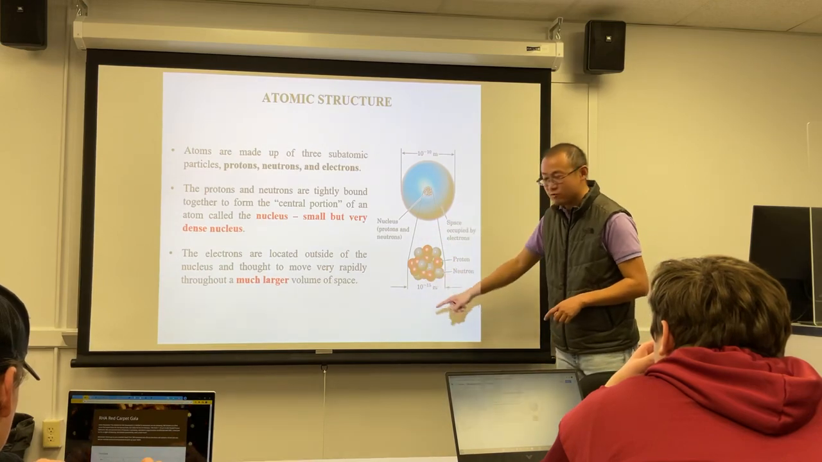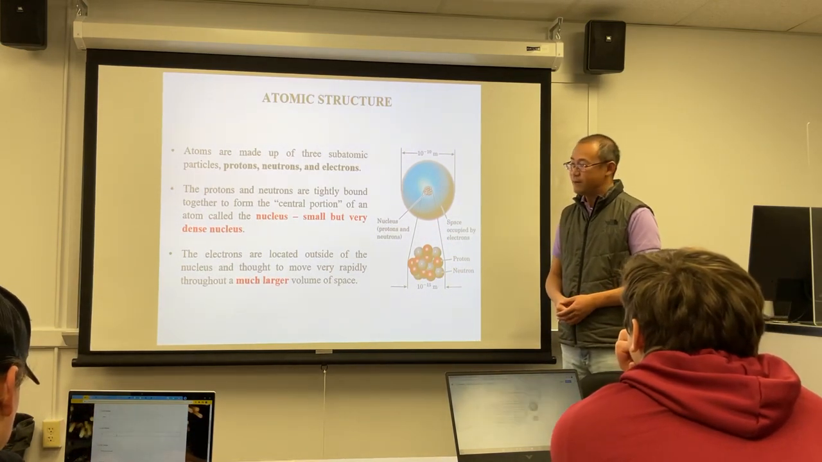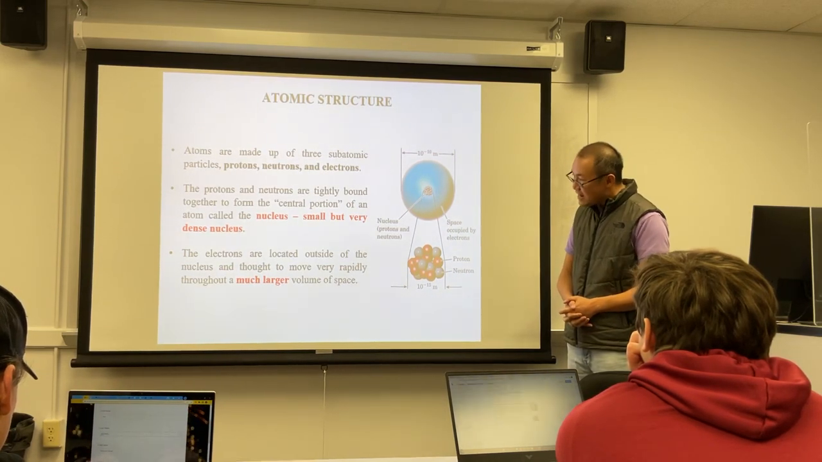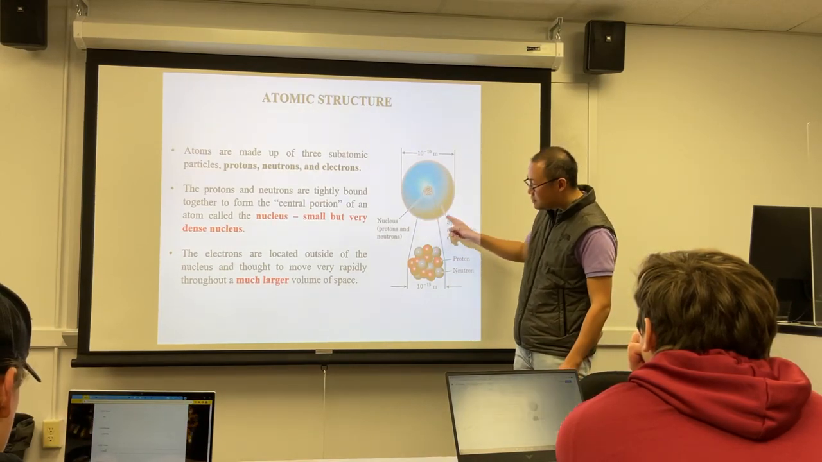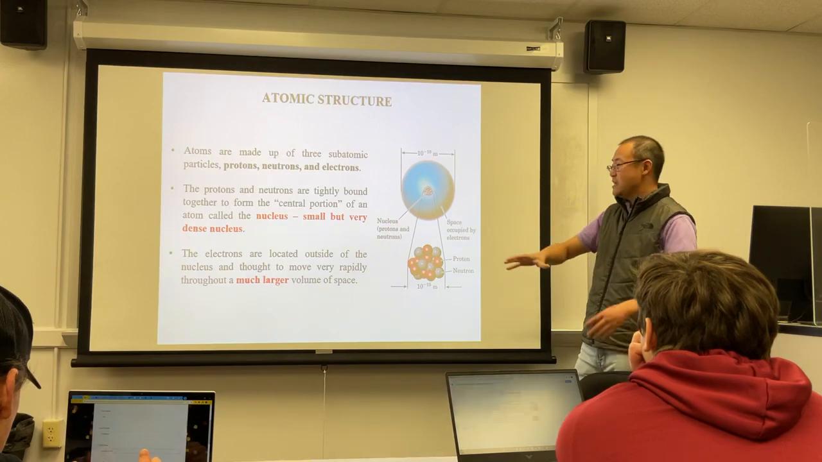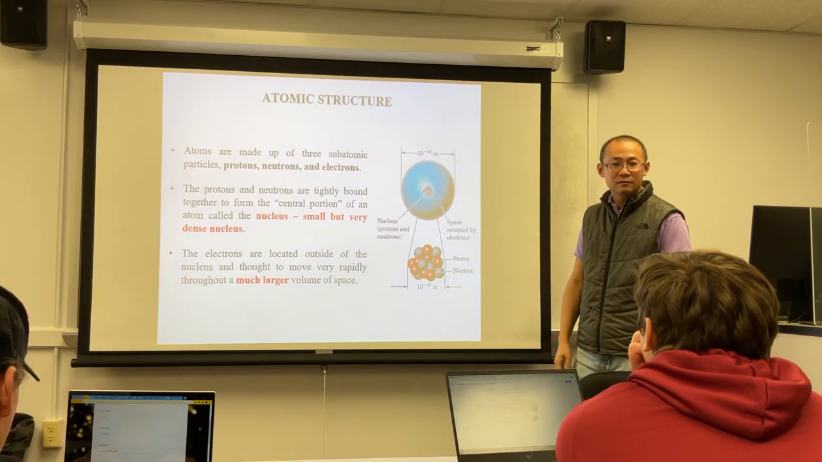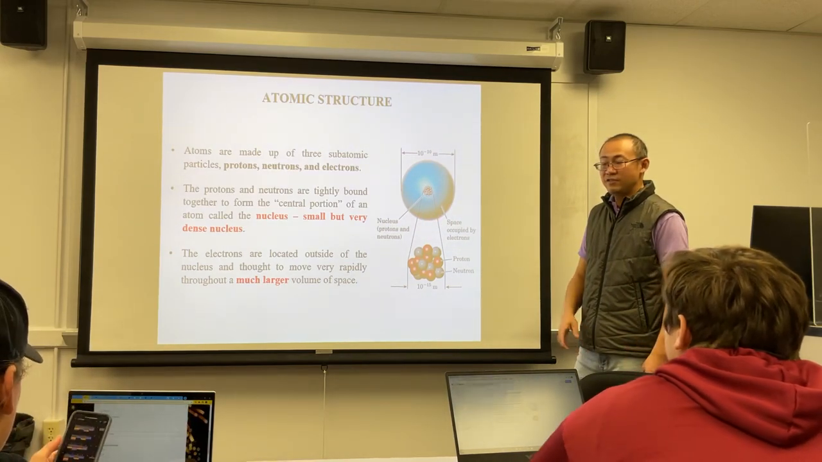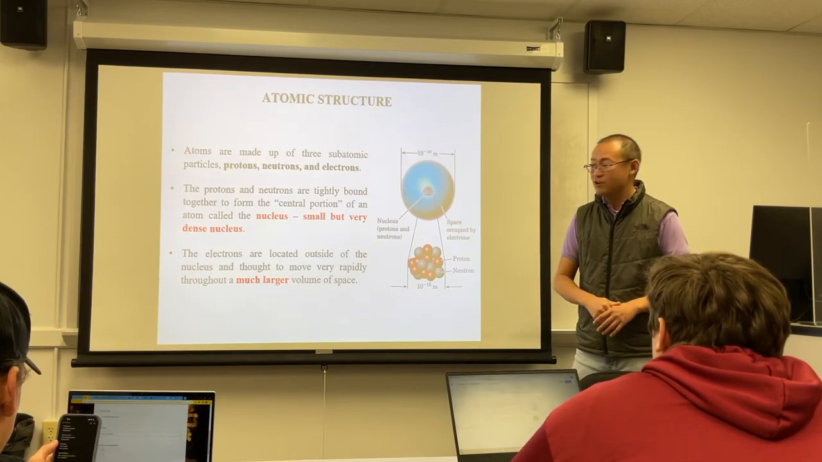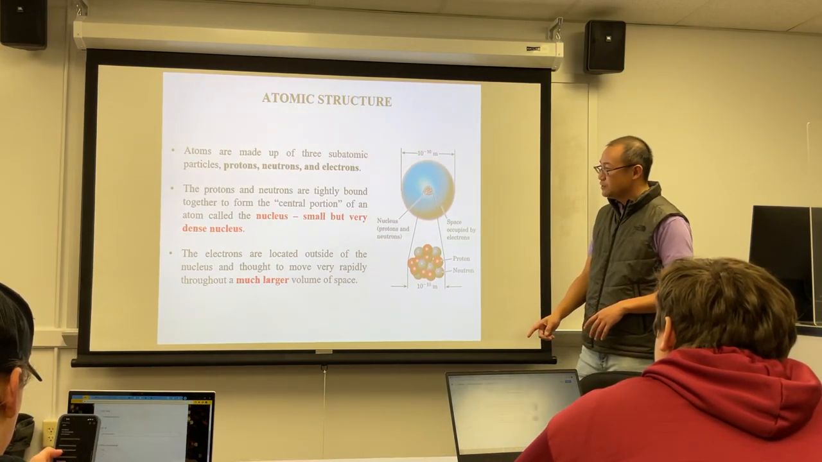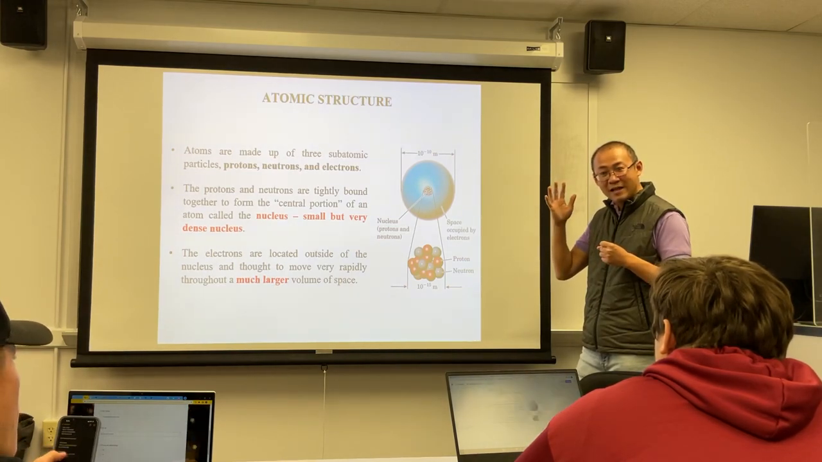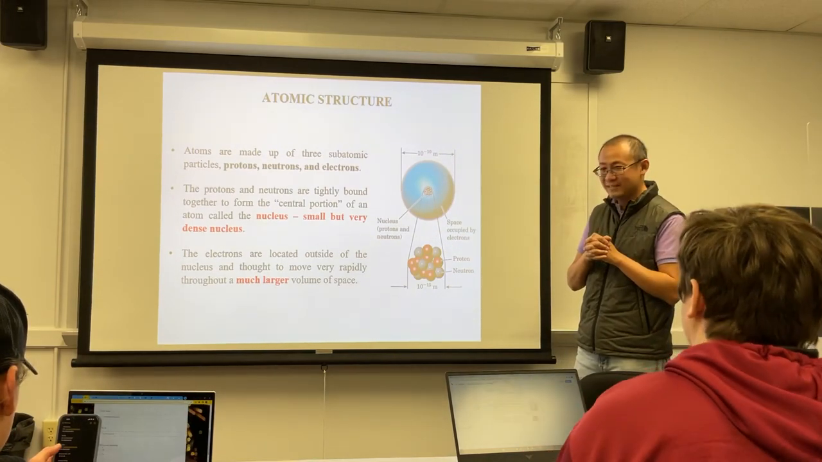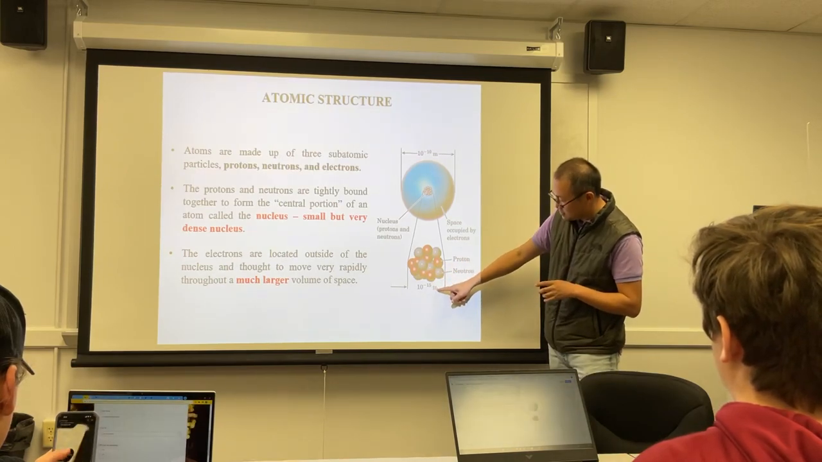Here, at the central portion of the atom, is the nucleus, which is made of protons and neutrons tightly bound together. Does it make sense? They're tightly bound, and the force is called the strong force. It's very important in physics. Electrons are located outside the nucleus in a very wide region, and they're moving very fast. Good? Three types of particles and where they're located. Now, one thing I want you to take a look at is the size. How big is the nucleus? 10 to what?